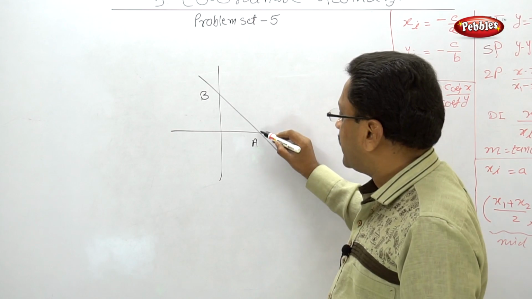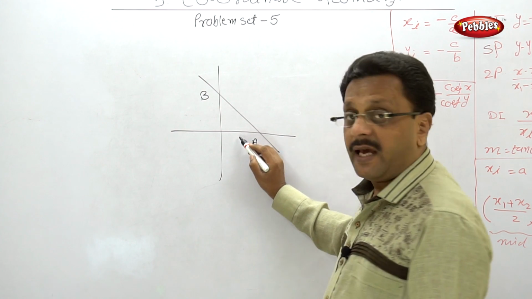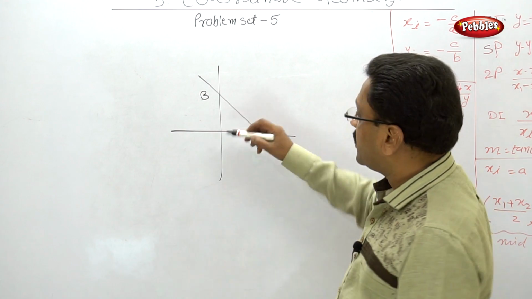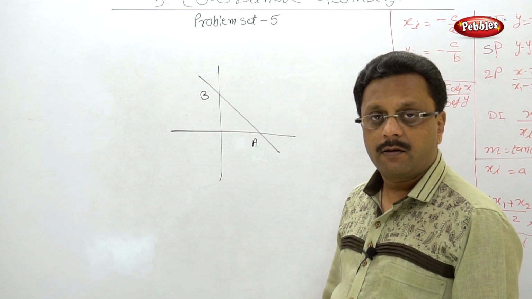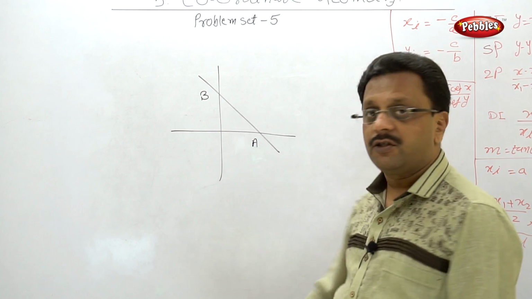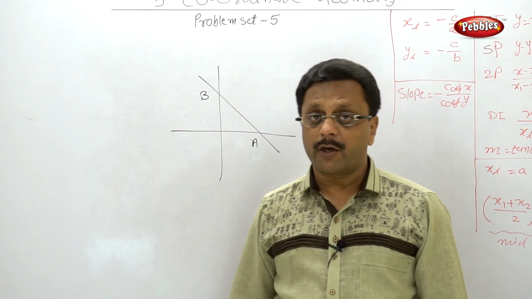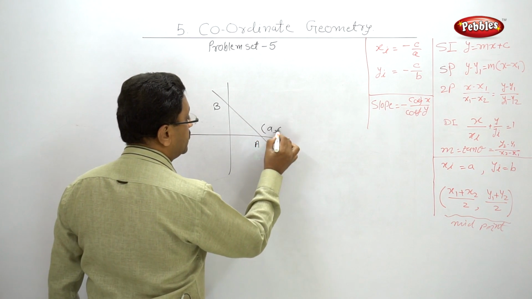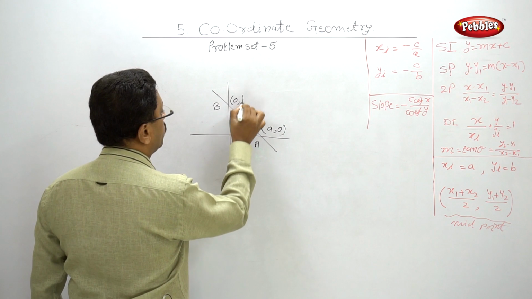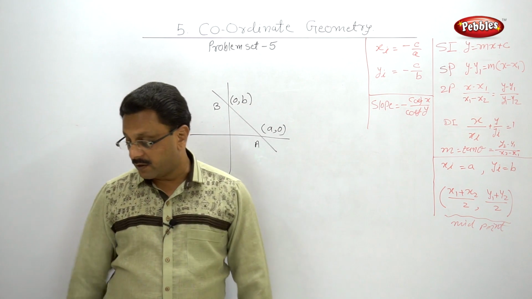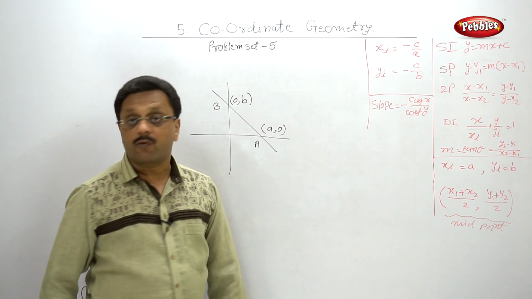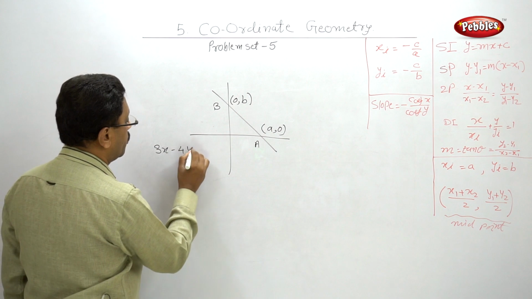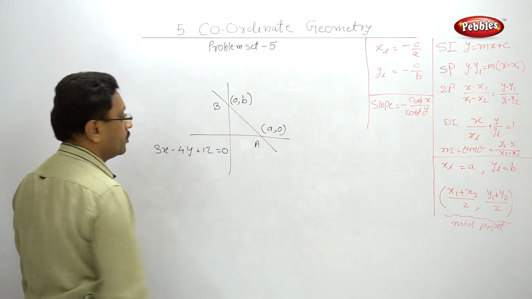Intersect at A, that means this is the x-intercept and this is the y-intercept. Okay, this is something like 0 and y, and this is something like A and 0. So we'll get 2 points. So now we have the coordinates. This is your A, 0 and this is your 0, B. The equation of the line they have given is 3x minus 4y plus 12 equal to 0.